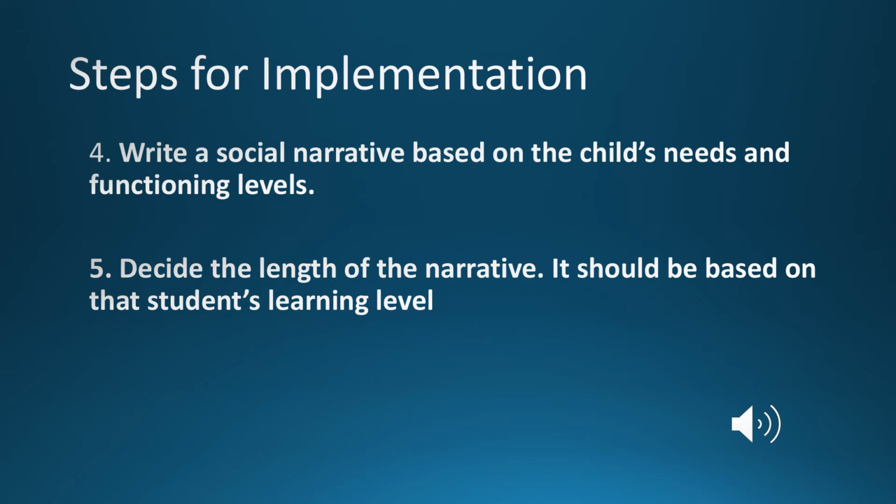Step 4 is to write the social narrative based on the child's needs and functioning levels. This means making sure they are written at a level of language that's appropriate so that the student can understand. Step 5 is then deciding the length of the narrative that's based on the student's learning level so they will be able to comprehend it.